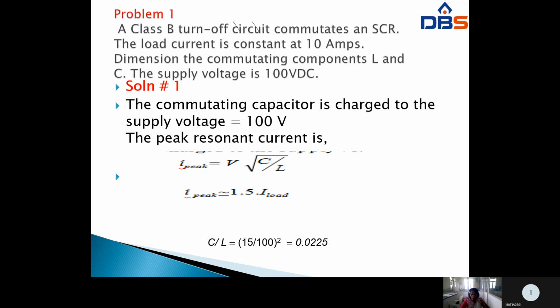Okay. So the peak resonant current I peak equals V into root of C by L. So I peak equals V, which means 100 volts, into root of C by L. So we have to simplify this. Here C by L means 15 by 100, whole square. That is equal to 0.00225.